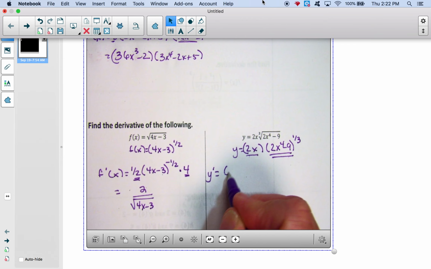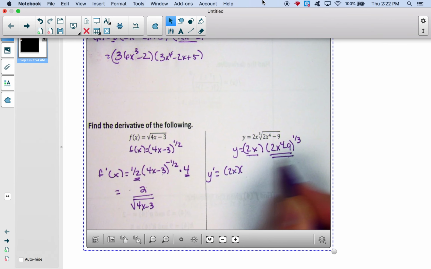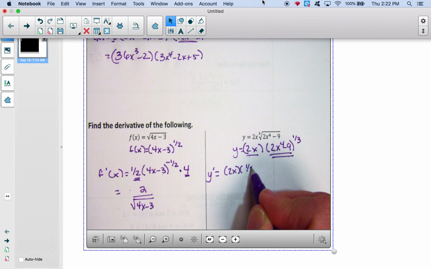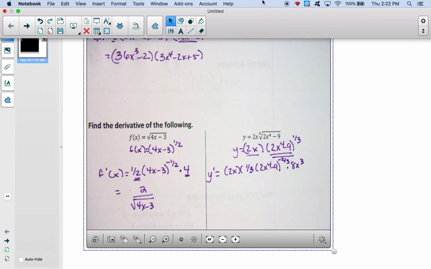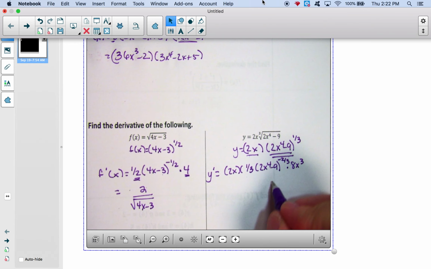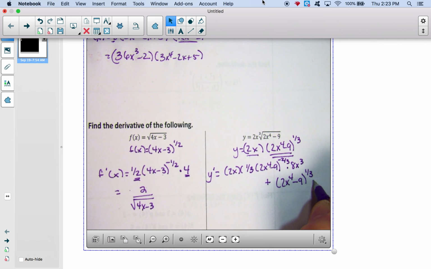So the first, which is 2x, times this derivative: power in front, reduce the power by 1, times the derivative of what's inside, plus the second times the derivative of the first.